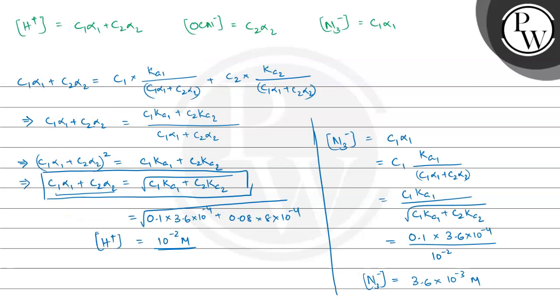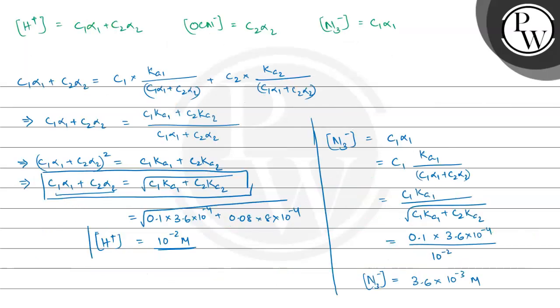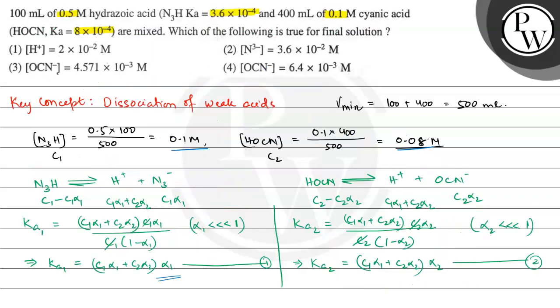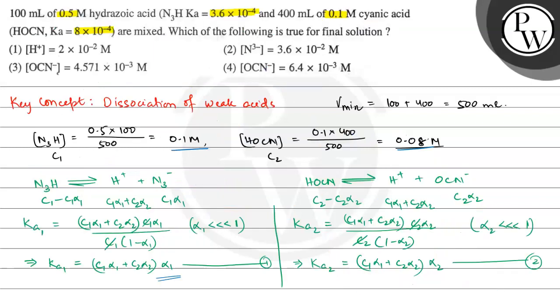Now let us look at the options. First option is H plus concentration is equal to 2 multiplied by 10 raised to the power minus 2, which is incorrect because we found that the H plus concentration is only 10 raised to the power minus 2 molar. So option 1 is incorrect. Option 2, N3 minus concentration is equal to 3.6 multiplied by 10 raised to the power minus 2 molar, which is incorrect because the N3 minus concentration is 3.6 multiplied by 10 raised to the power minus 3, and here it is given as 3.6 multiplied by 10 raised to the power minus 2.